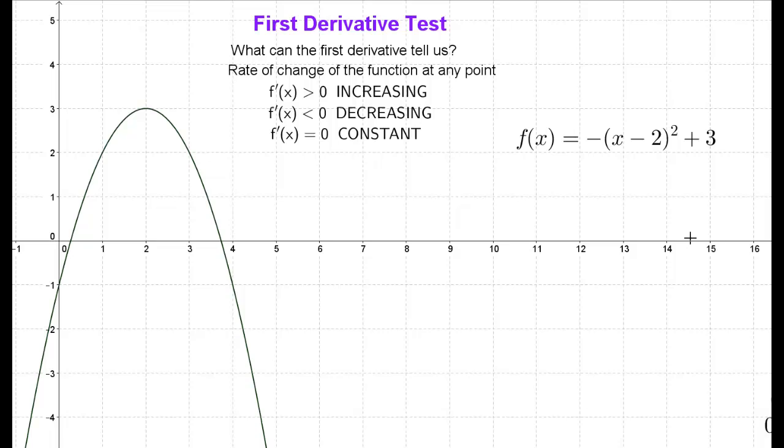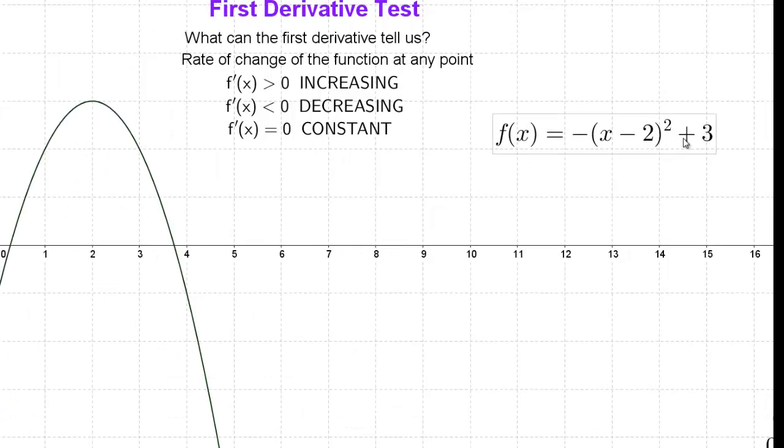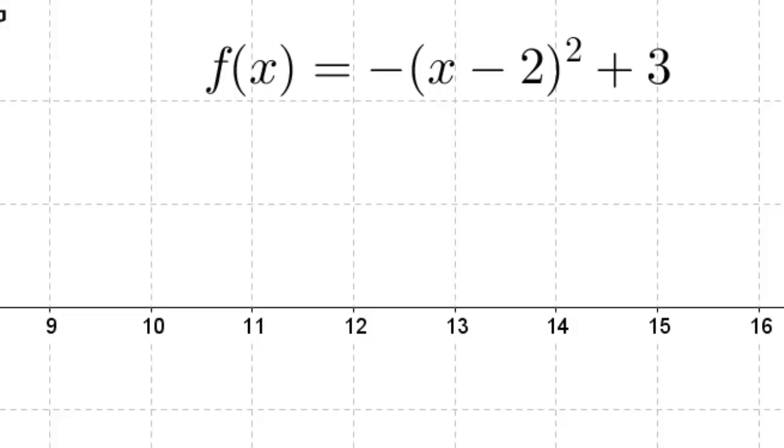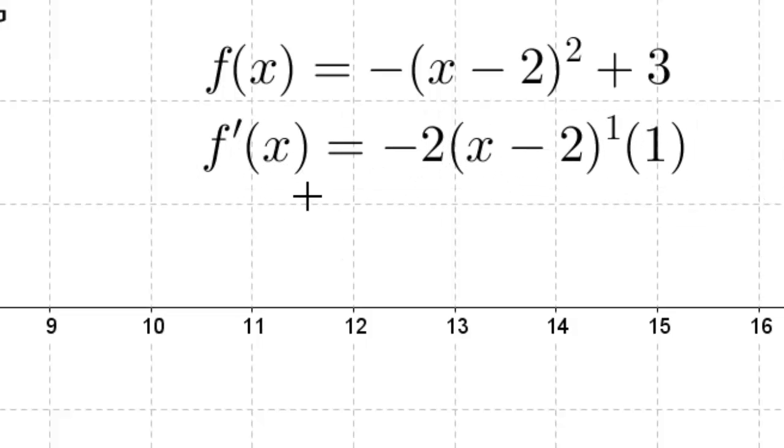So let's take the first derivative test and use it to analyze the function graphed here, f of x equals negative the quantity x minus 2 squared plus 3. First thing we'll do is take that first derivative. F prime of x, using the chain rule and the power rule, would be negative 2 times the quantity x minus 2 to the first power, times the derivative of what's inside, 1. Of course, the derivative of 3 is 0. So we've got to set that equal to 0.